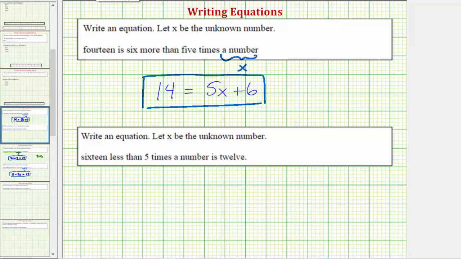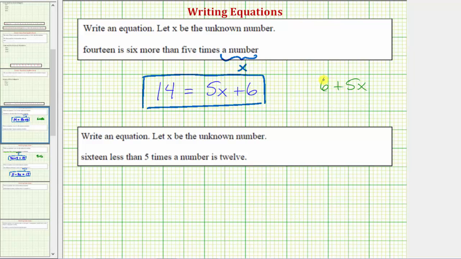But before we go to the next example, I do want to talk more about the expression for 6 more than 5 times x, or 6 more than 5 times a number. It might be tempting to write the expression as 6 plus 5x, but this does not mean the same thing as 5x plus 6. 6 plus 5x means 5 times a number more than 6, and 5x plus 6 means 6 more than 5 times a number.